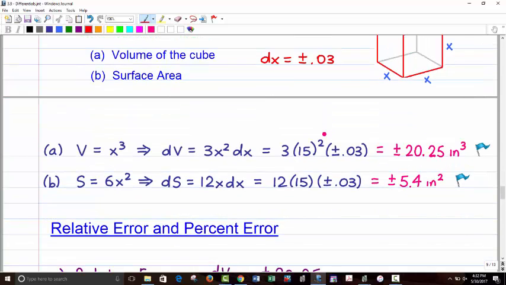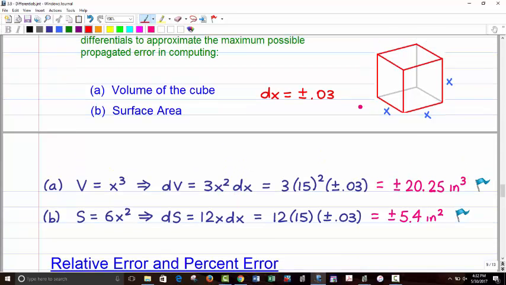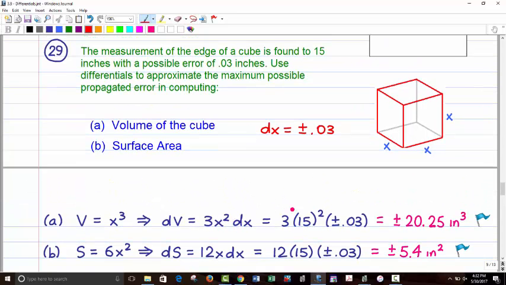So the volume would be x cubed. So dv would just be 3x squared dx. So we put in the 15 for x. We put in the plus and minus of 0.03, and we would get plus and minus 20.25 cubic inches. So we would expect the volume that we reported, obviously the volume you're going to report is going to be 15 cubed, because that's what you measured. So then we're saying, okay, that could be off by 20.25 inches either way.